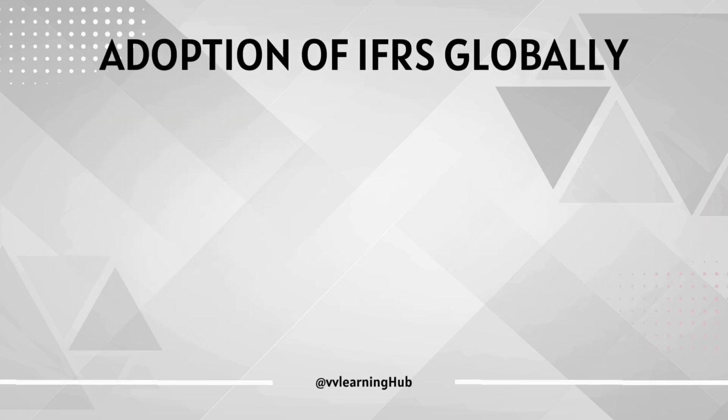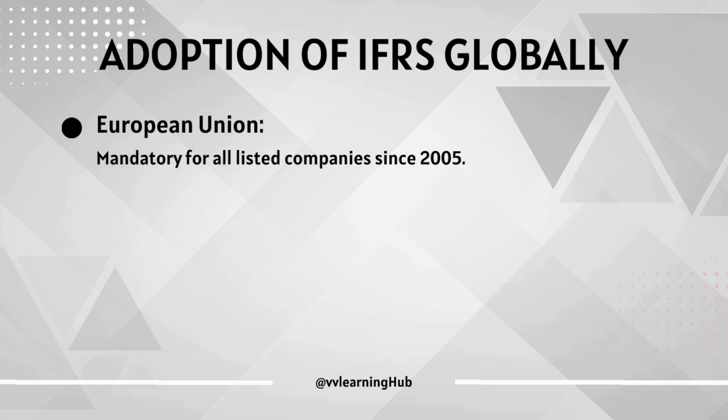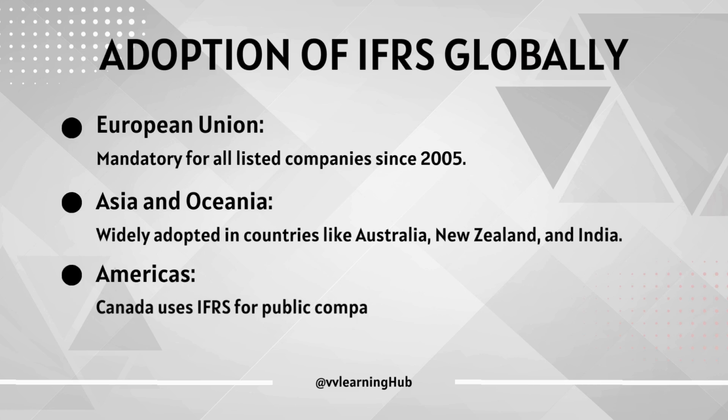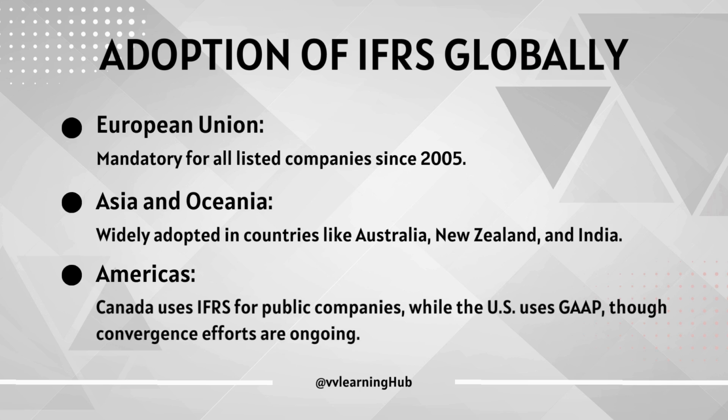Adoption of IFRS globally. European Union. Mandatory for all listed companies since 2005. Asia and Oceania. Widely adopted in countries like Australia, New Zealand, and India. Americas. Canada uses IFRS for public companies, while the US uses GAAP, though convergence efforts are ongoing.